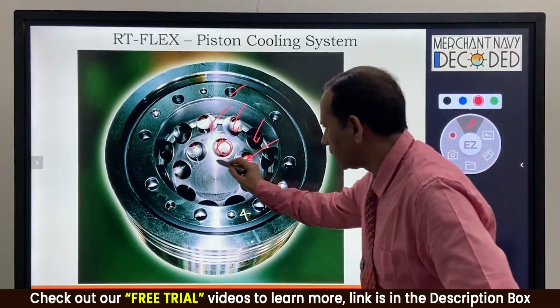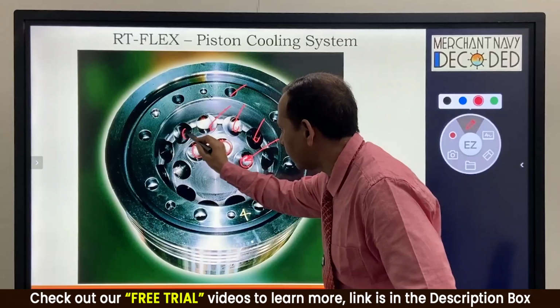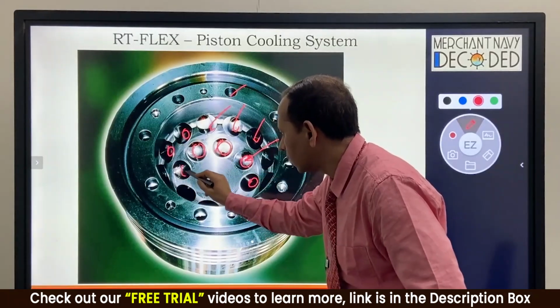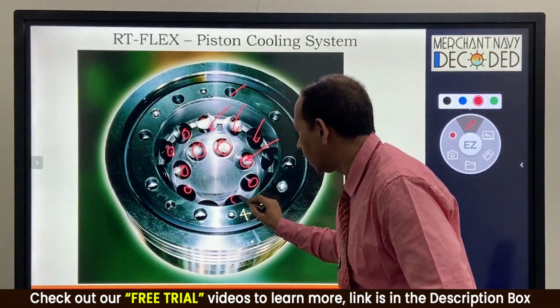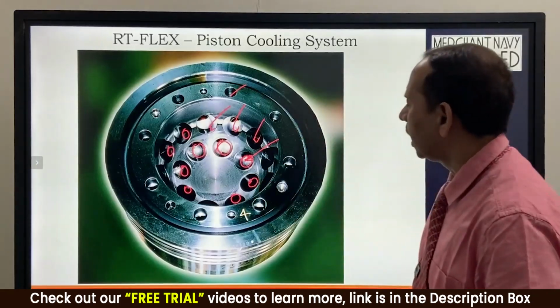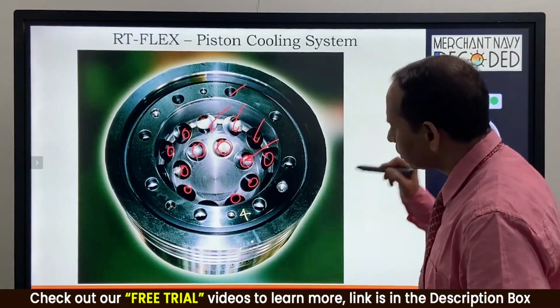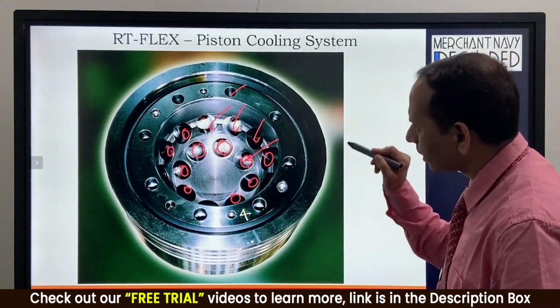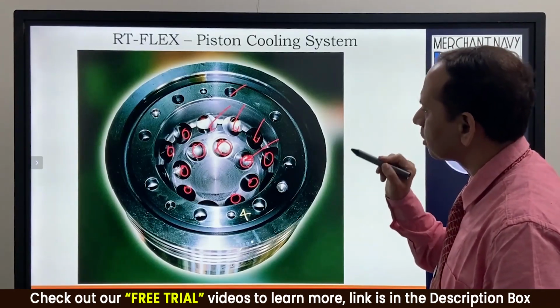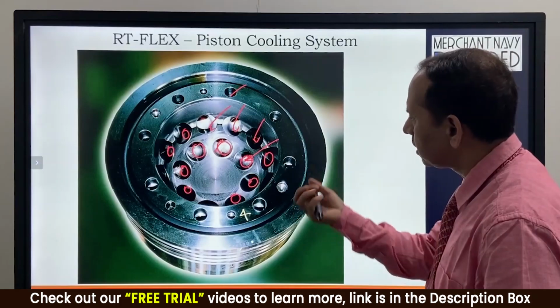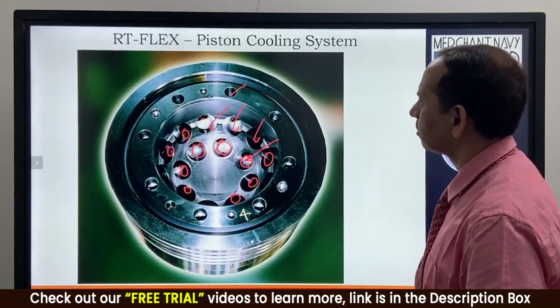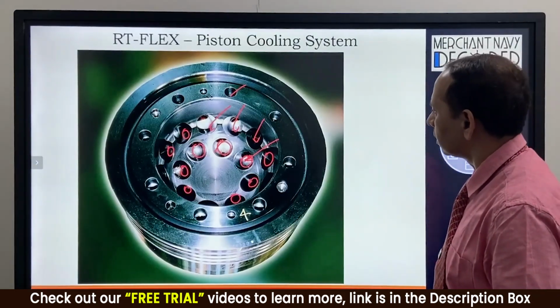So this special design which is profiled under the crown is going to create an additional cooling surface. At the same time it is going to allow the oil jet to strike at the exact point where the temperature will be very high, and this way the heat extraction will be done more efficiently.